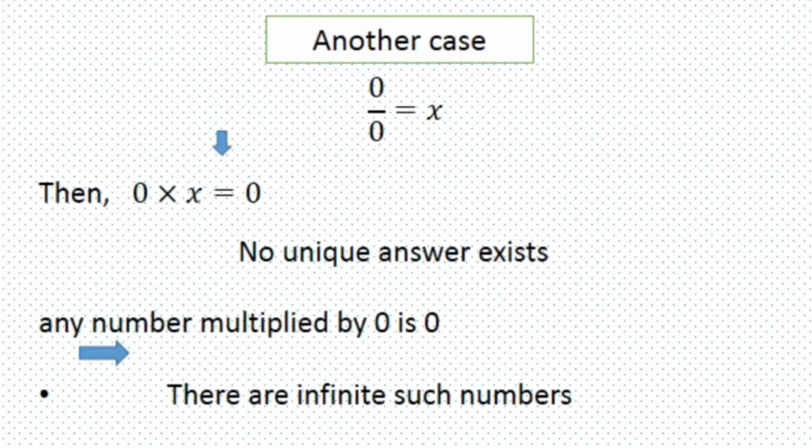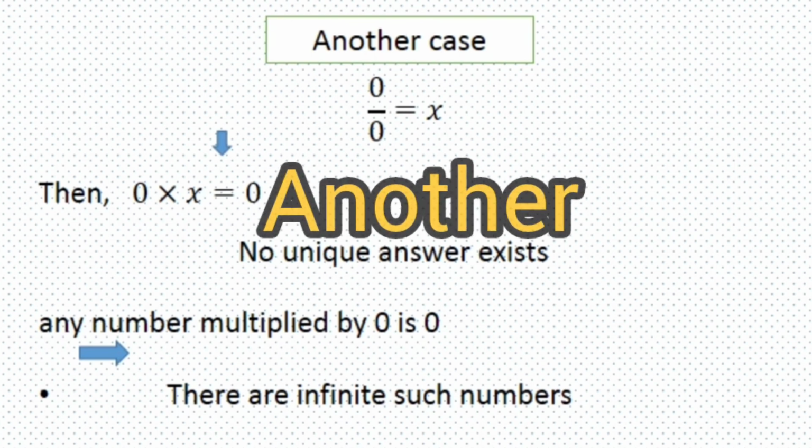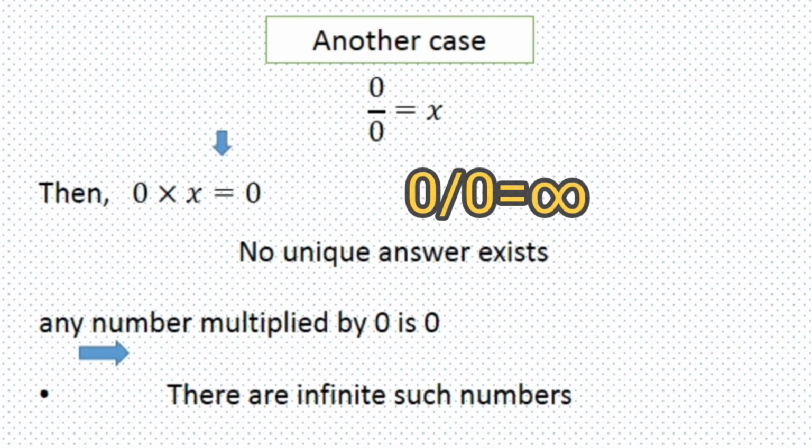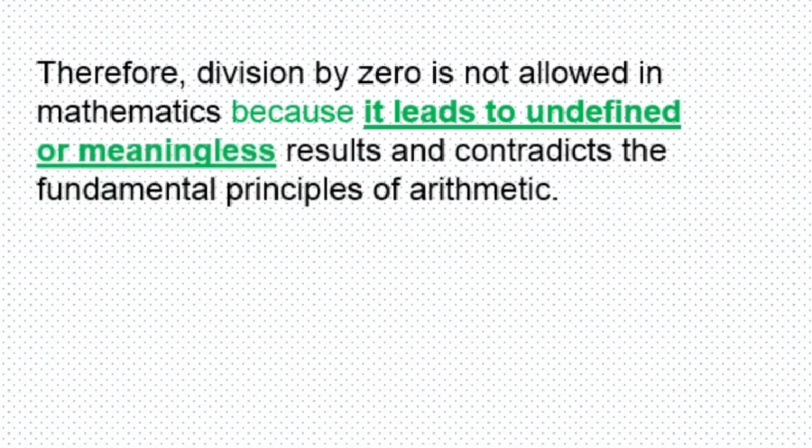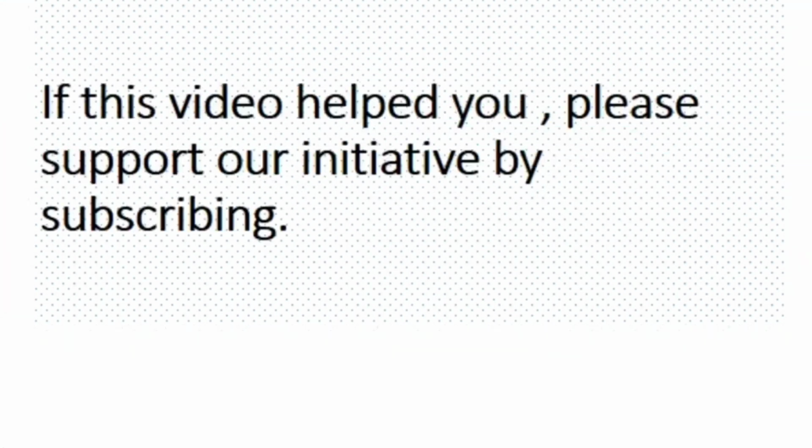Another case is 0 by 0 form. As before, this would mean 0 multiplied by x should give 0. But we know any number multiplied by 0 gives us 0. So there are infinite sized numbers x which when multiplied by 0 would give us 0. Therefore, there is no unique answer which fits this equation, and hence 0 by 0 form is said to be an indeterminate form in mathematics.